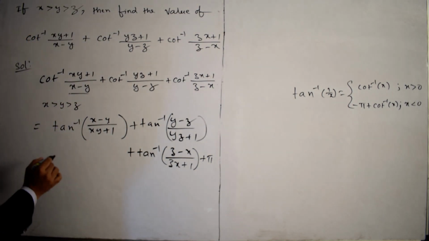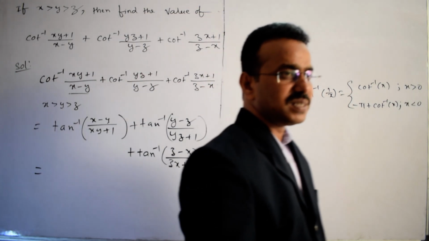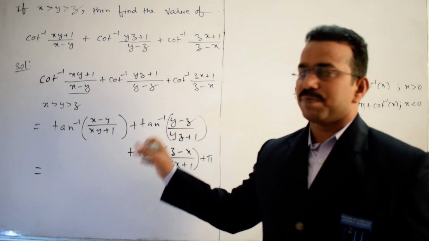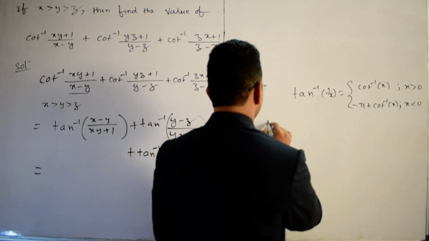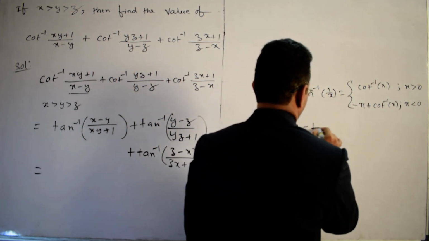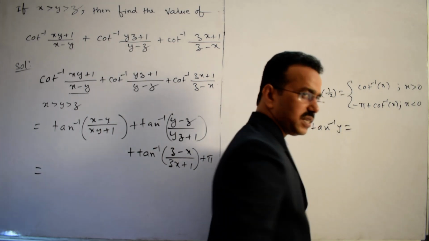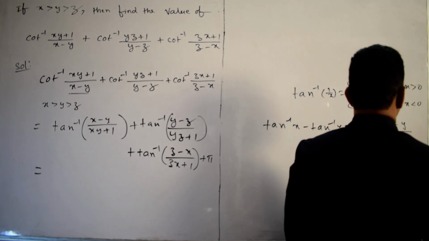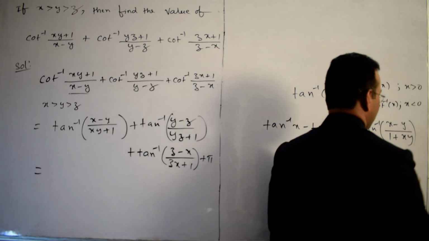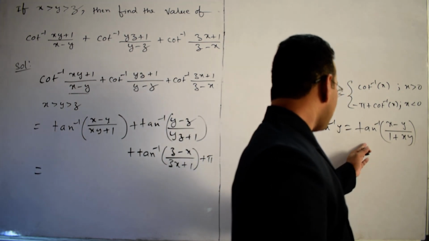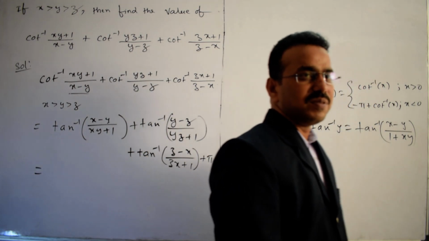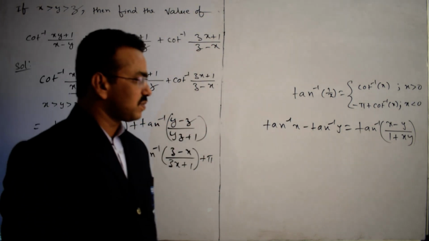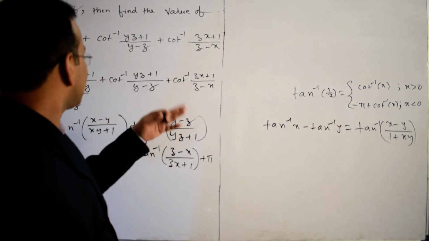In the next step, there is a standard formula in inverse trigonometric functions. Tan inverse of x minus tan inverse of y equals tan inverse of (x - y)/(1 + xy). Simply you can apply this formula here, and finally we will get the result. Now in the next step, tan inverse of (x - y)/(1 + xy), where xy + 1 and 1 + xy are both the same.